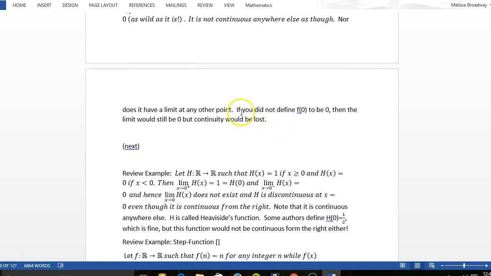Now, if we tried to mess things up and cause trouble, if we did not define f(0) to be 0, let's say we tweak the definition such that f(0) is either undefined or equals something that is not 0. Let's say that f of any rational is 0. The definition is still the same, but let's change f(0) to be something else, or we could just change it to be undefined. Then we would ruin continuity. The limit would still be 0, but continuity would be lost. So if we messed up f(0), we would lose continuity, but we still would not lose the limit. The limit would be fine. If I defined f(0) to be a billion, or if I left f(0) undefined, the limit would still exist, but I would ruin continuity.